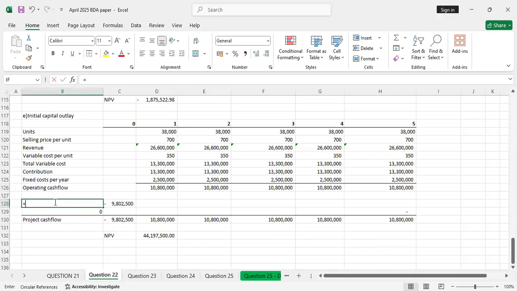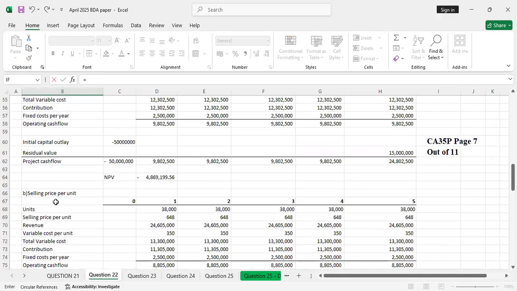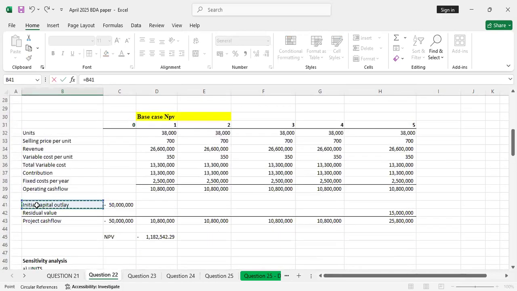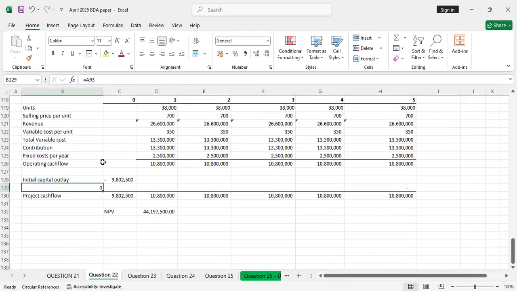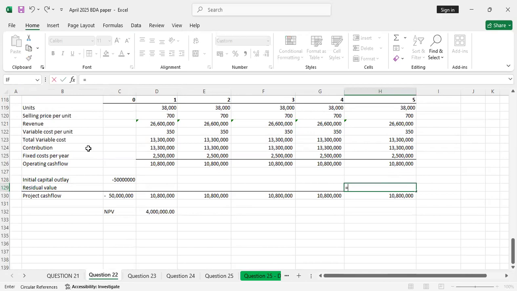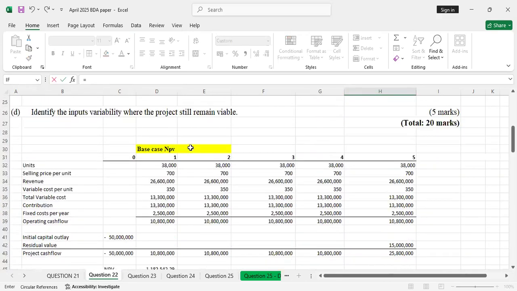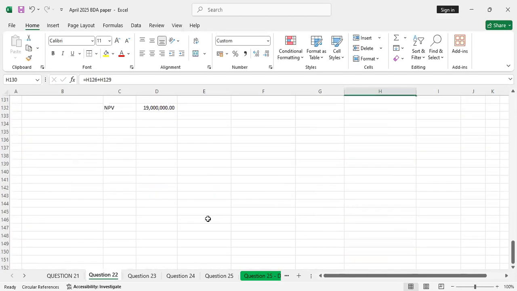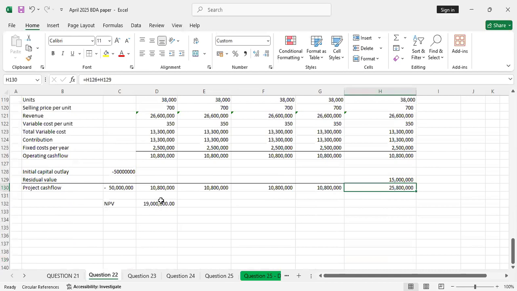Then here we'll have the initial capital outlay. Drag that. Then we'll have the residual. Then I can copy the salvage value, which is 15. Okay, so let me calculate this for the last time, the NPV, because this is the last one.